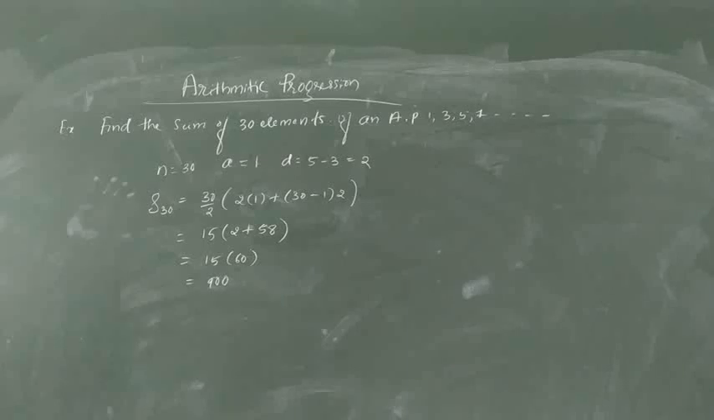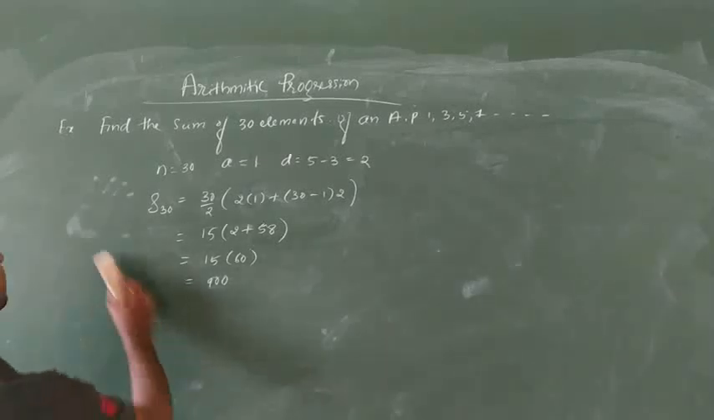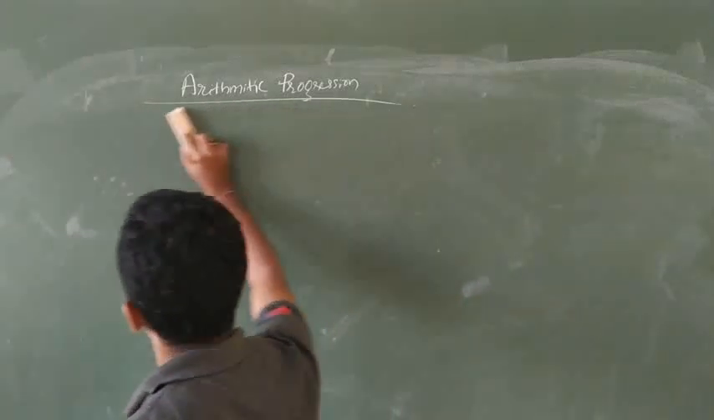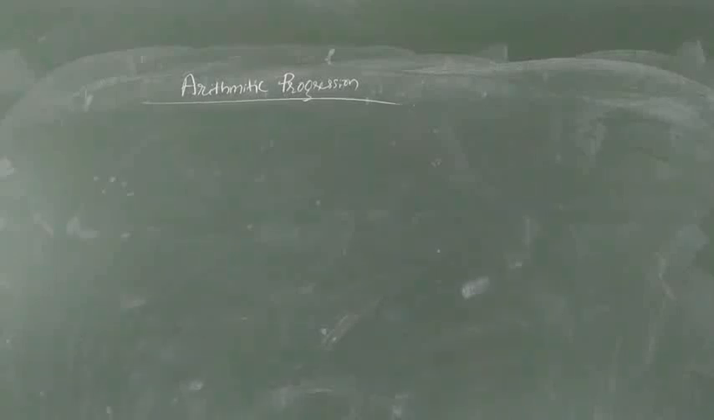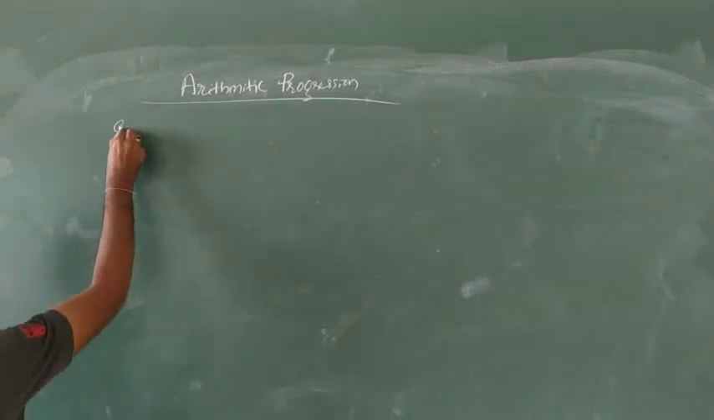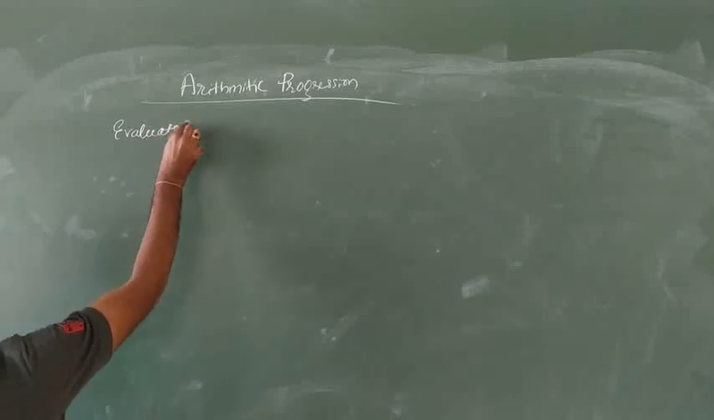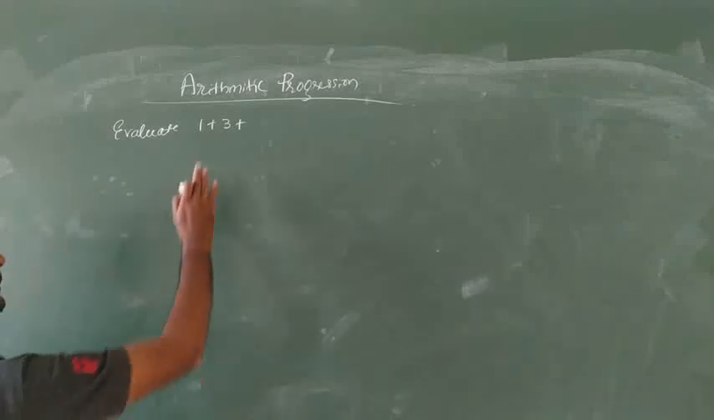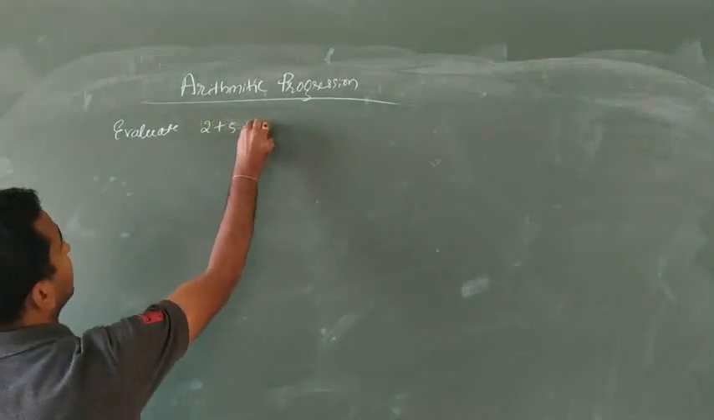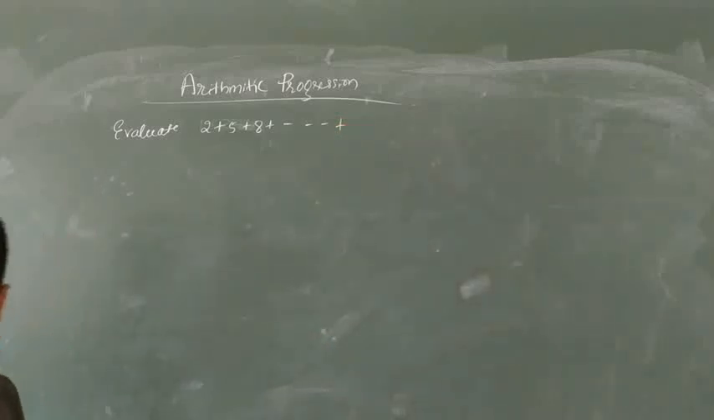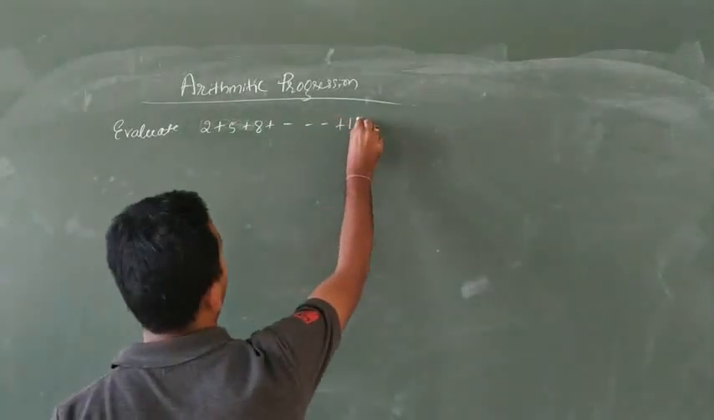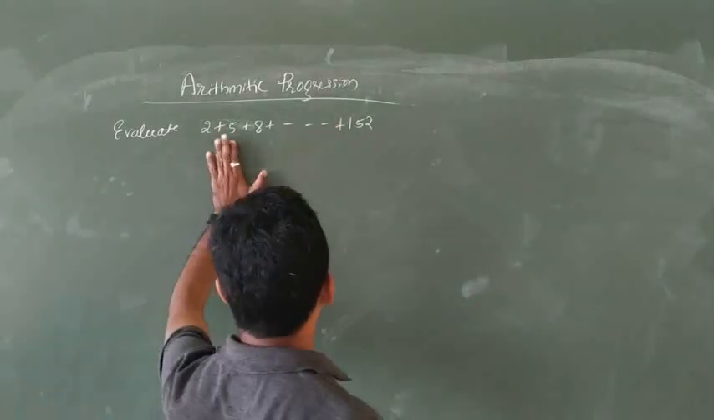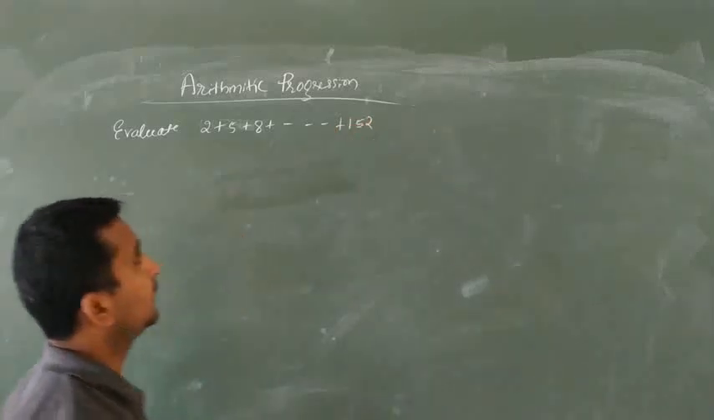Okay, the next example: evaluate 2 plus 5 plus 8 plus up to 152. Evaluate means we have to add 2 plus 5 plus 8 up to 152.